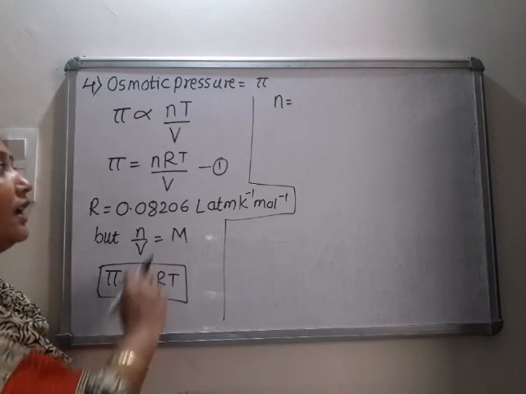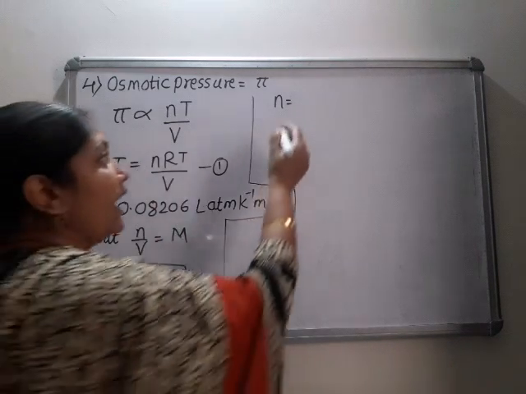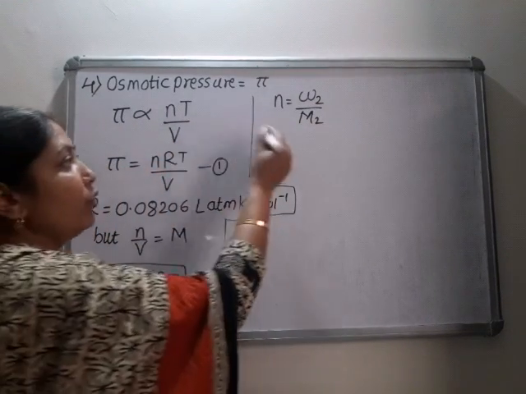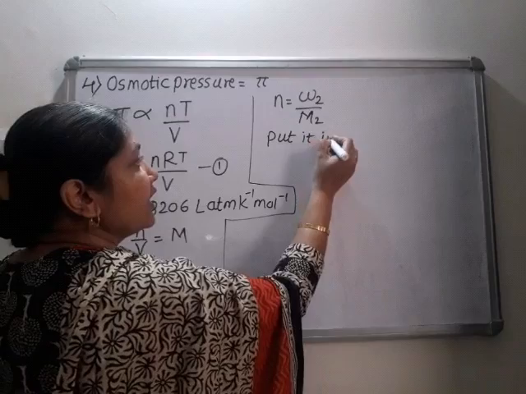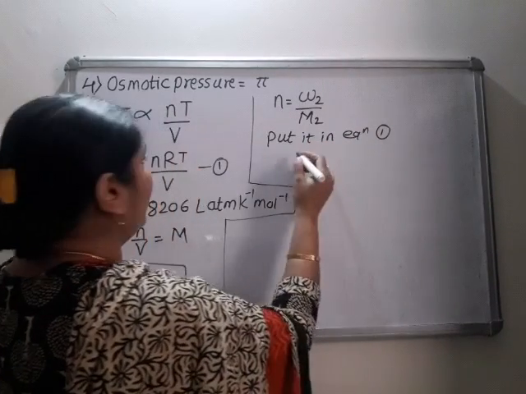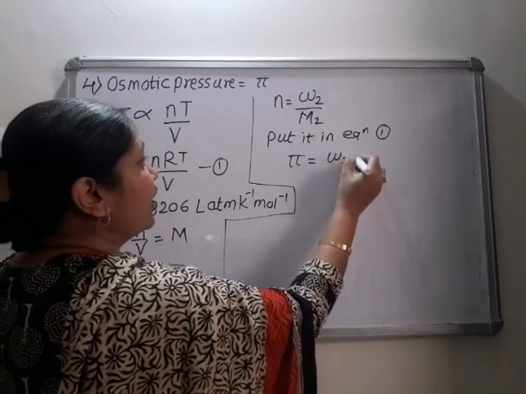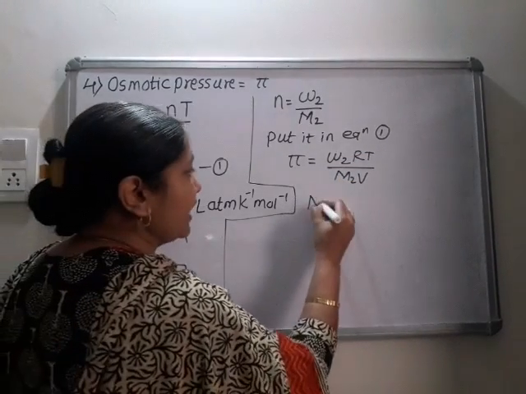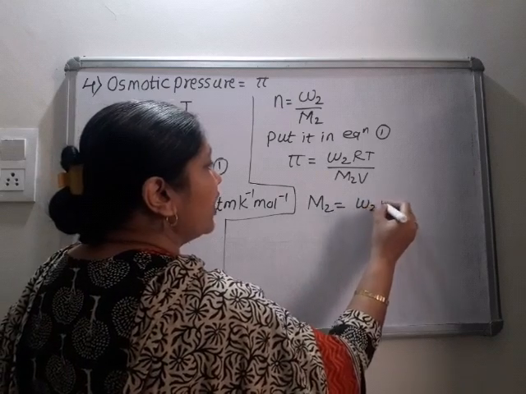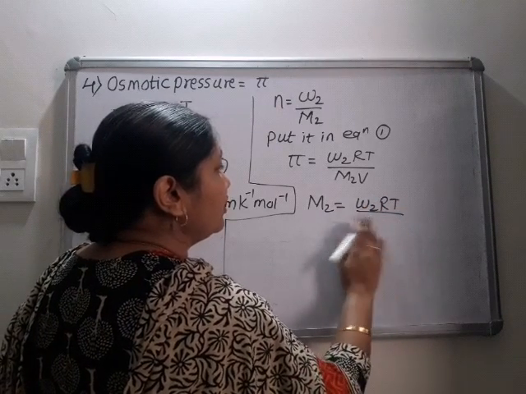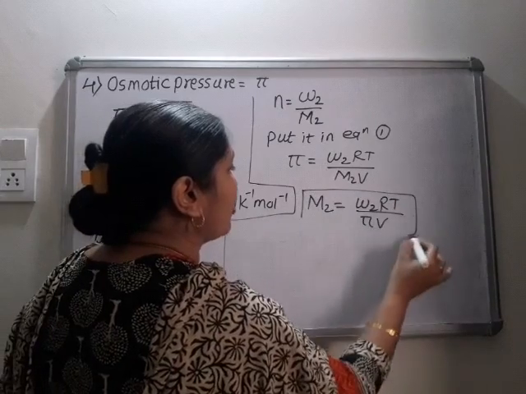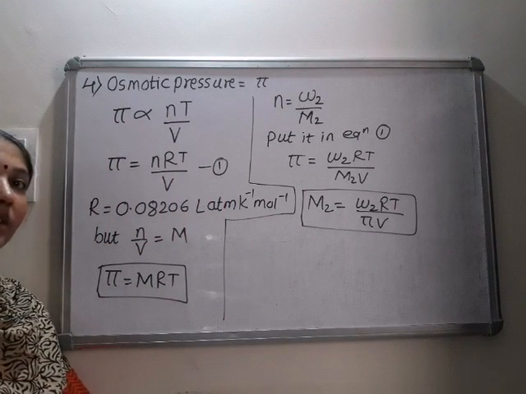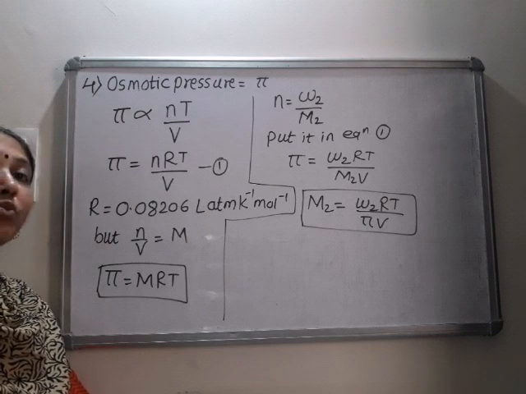Now here n means number of moles of solute, and number of moles is nothing but W2 upon M2, given weight upon molecular weight. Put this value in equation 1. So what do we get? Pi is equal to W2 RT upon M2 into V. Rearrange this. So we get M2 is equal to W2 RT upon pi into V. So this is the formula with the help of which we can find the molar mass of solute. Is this clear? Molar mass of solute with the help of osmotic pressure.